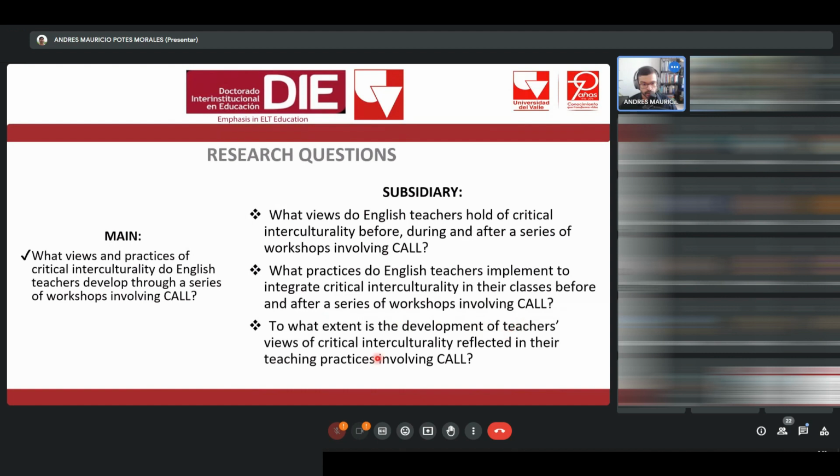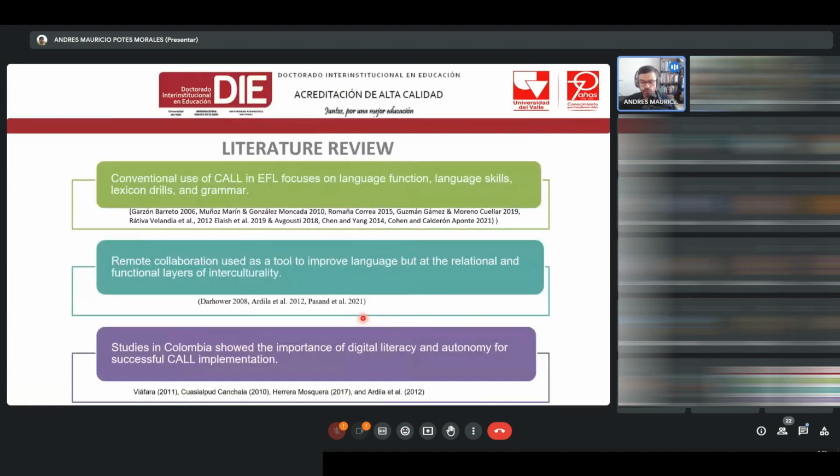involving CALL? To what extent is the development of teachers' views of critical interculturality reflected in their teaching practices involving CALL? The review of empirical research was organized as follows. First, regarding CALL and language function. Most studies that involve CALL targeted one or various language skills, such as reading, writing, listening, and speaking.